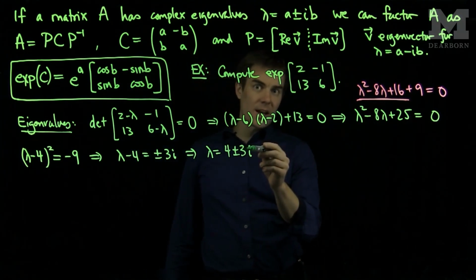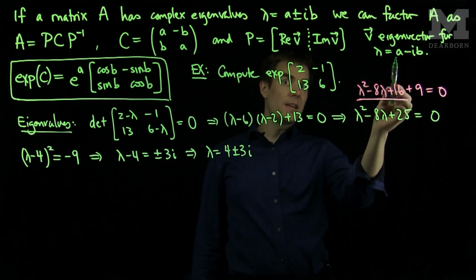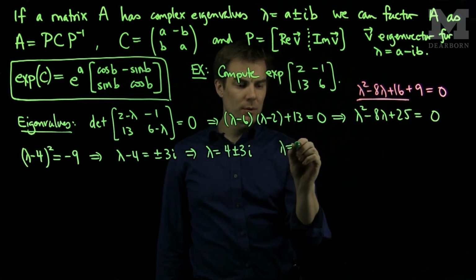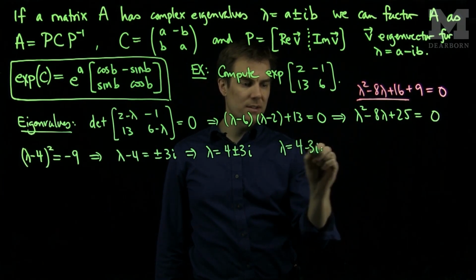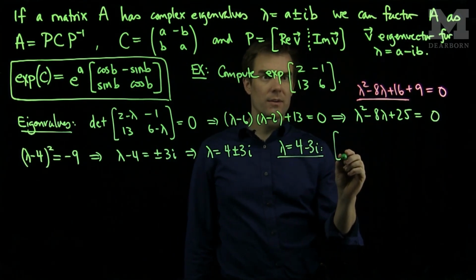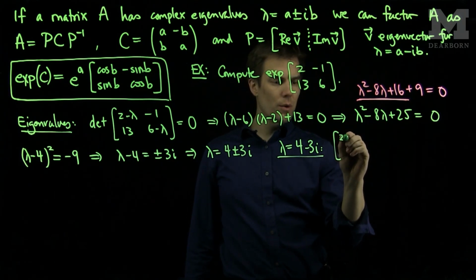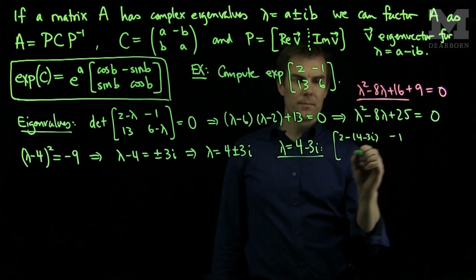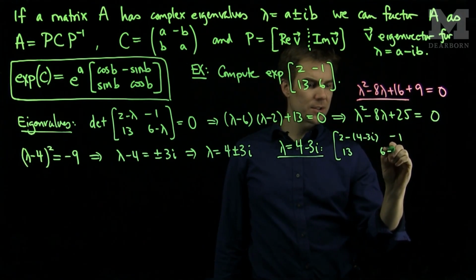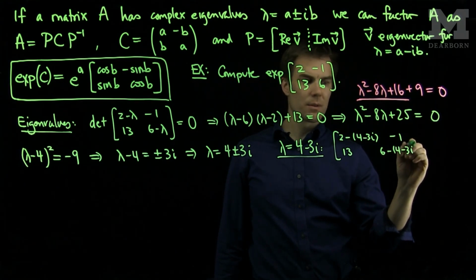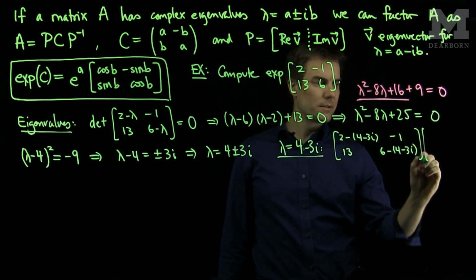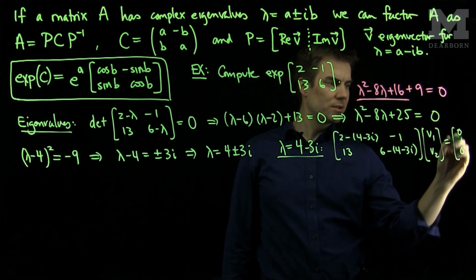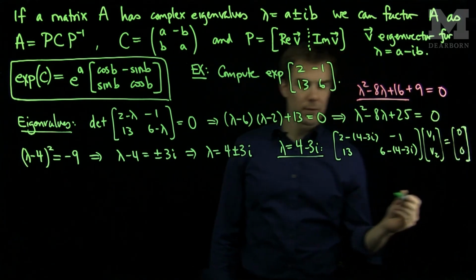Now, we see that they come in complex pairs, and so I'll need to find the eigenvector that corresponds to 4 minus 3i. So let's find that eigenvector. Lambda equals 4 minus 3i will give us the eigenvector equation: 2 minus 4 minus 3i, negative 1, 13, and 6 minus 4 minus 3i, applied to v1, v2, is 0, 0. So we will focus in on the first equation.